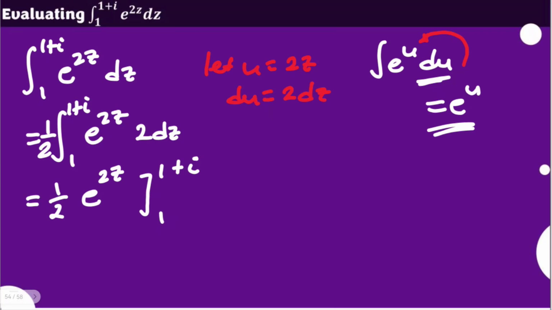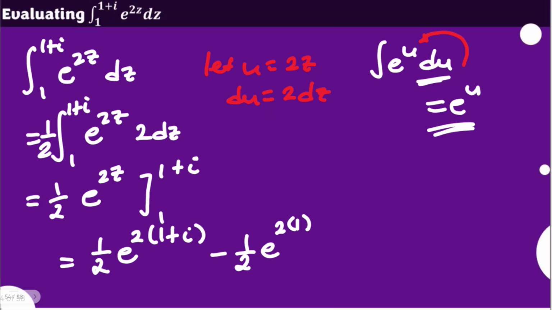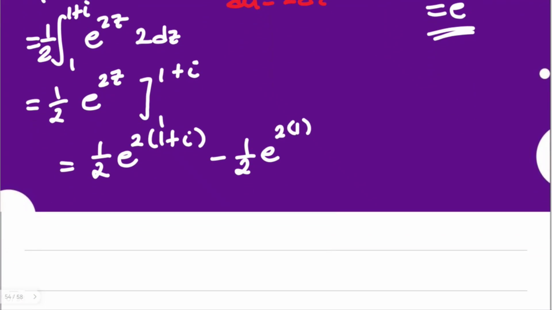So, to continue, you will have 1/2 e to the power of 2 times (1 plus i) minus 1/2 e to the power of 2 times 1. Take note of that. This gives us the result 1/2 e to the power of 2 plus 2i minus 1/2 e to the power of 2.